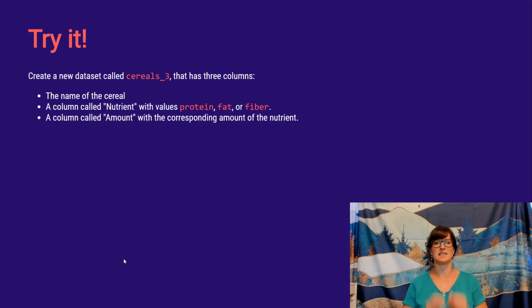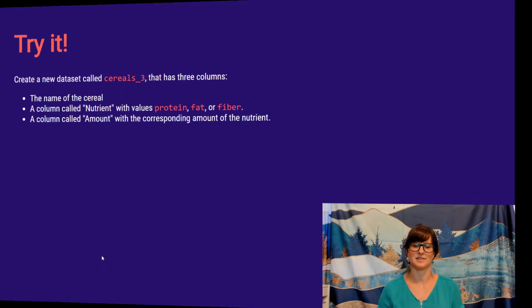So this is your chance to try this out on your cereals data set. I want you to create a new data set. Let's call it cereals3 since we did 1 and 2 last week. And what I want is the name of the cereal, and then a column called nutrient, and a column called amount. And you can narrow this down to just protein, fat, and fiber. I don't need all of the nutrients to be pivoted. So see if you can apply what you just learned in order to take that wide cereal data with so many nutrients listed as columns and make it a long data set with these two variables, nutrient and amount. I'll give you a moment to do that.